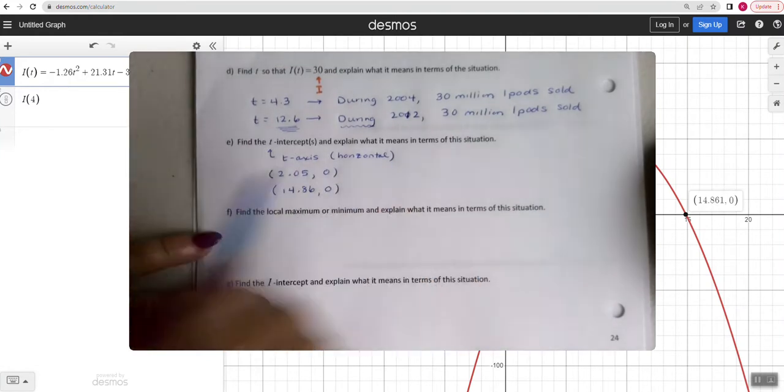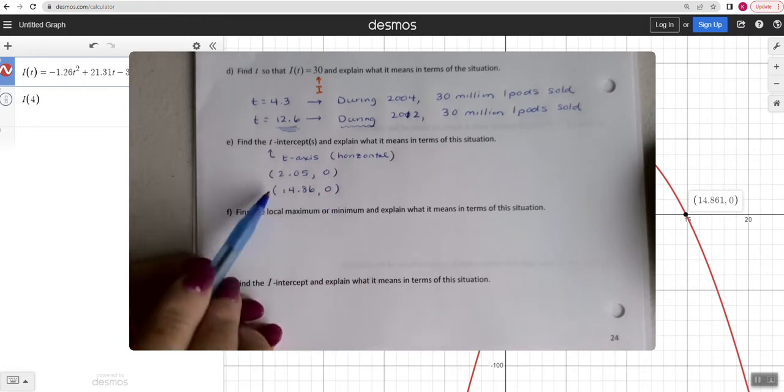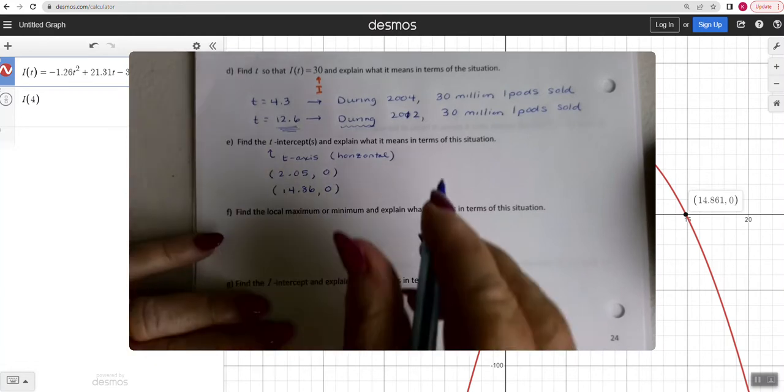All right, so what do these mean? Well, it looks like there were 0 iPods sold. This would be during 2002, and that would be during 2014.